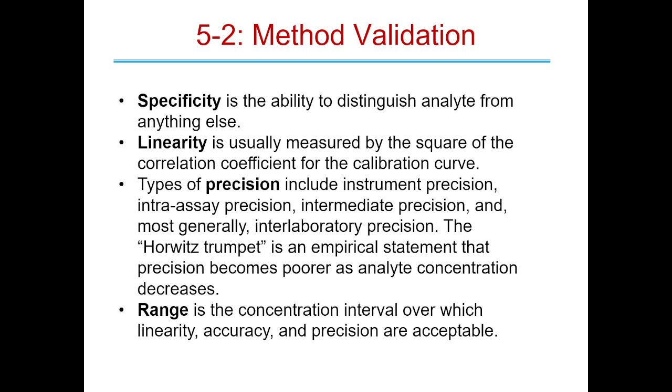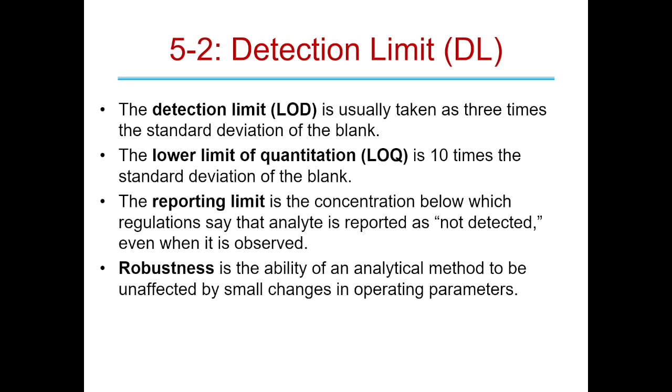The range is the concentration interval over which the linearity, accuracy, and precision are acceptable. This is related to the linearity dynamic range that we talked about, but that's not the only factor, okay? It's also the limit of detection. It's also, you know, as you get lower concentration, you can get less accurate, okay? So there's more to it than just the linearity range for that sample, the dynamic range. There's more factors.